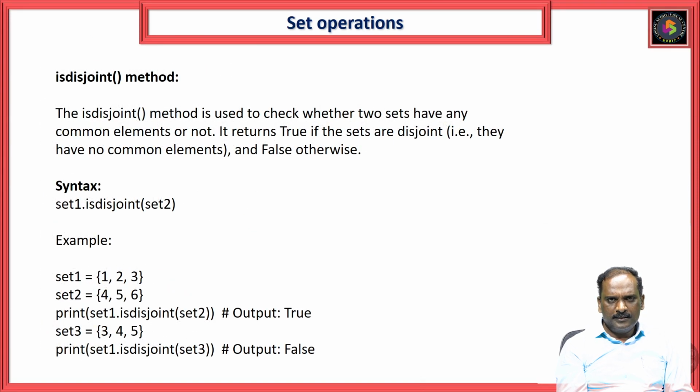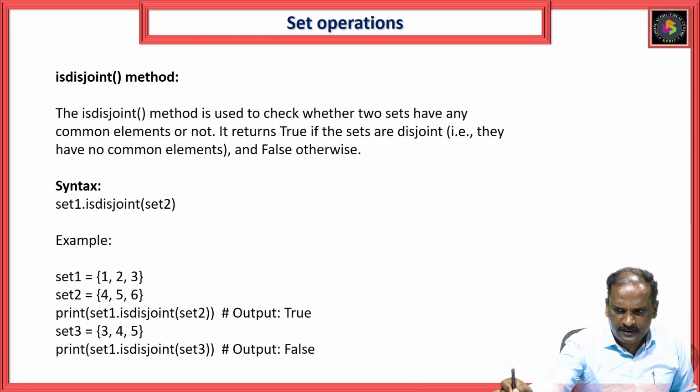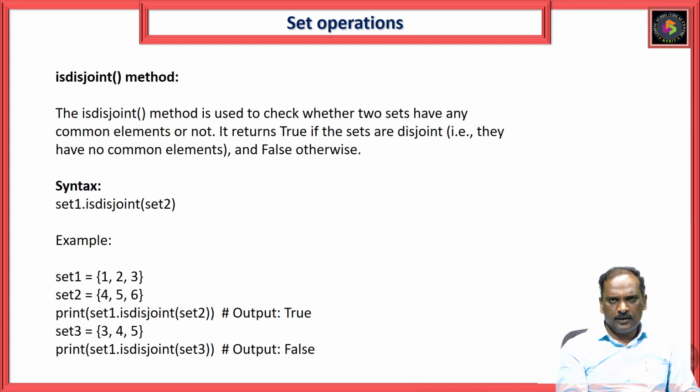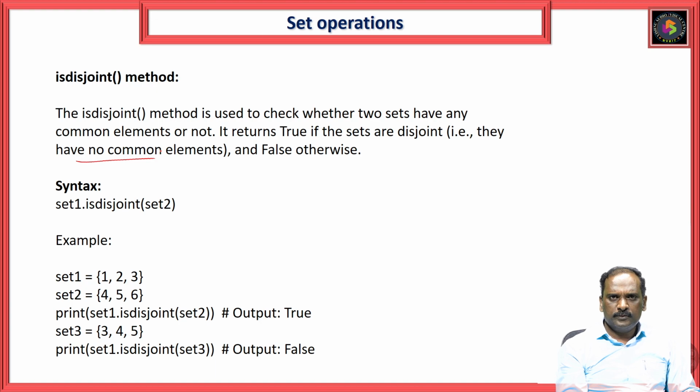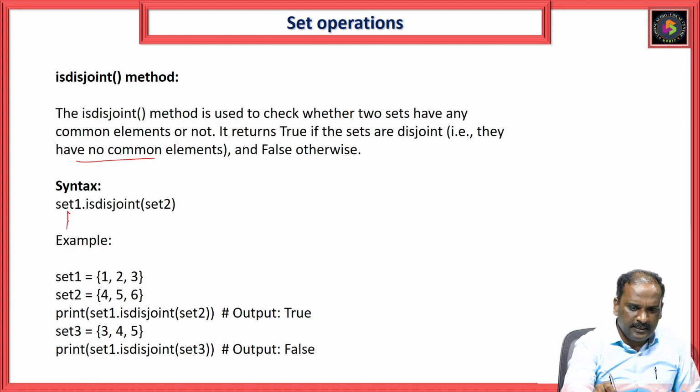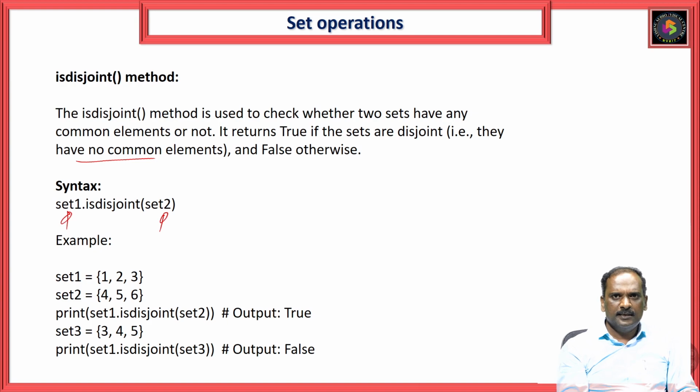The isdisjoint method is used to check whether the two sets have common elements or not. It returns true if they are disjoint, that means there are no common elements among the two sets. If there is any common element, then the output is false. So the syntax is: set 1 is the calling set, set 2 is the argument, and I apply set 1 dot isdisjoint of set 2.